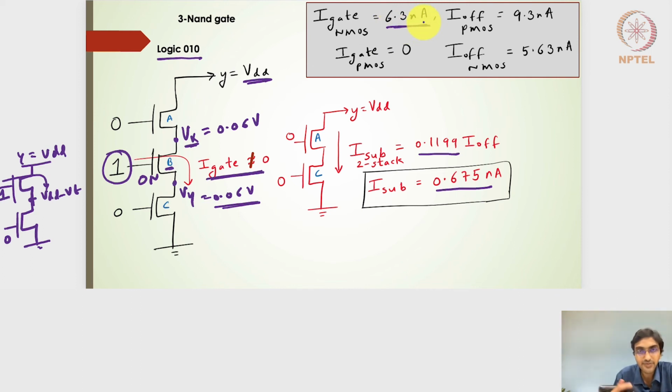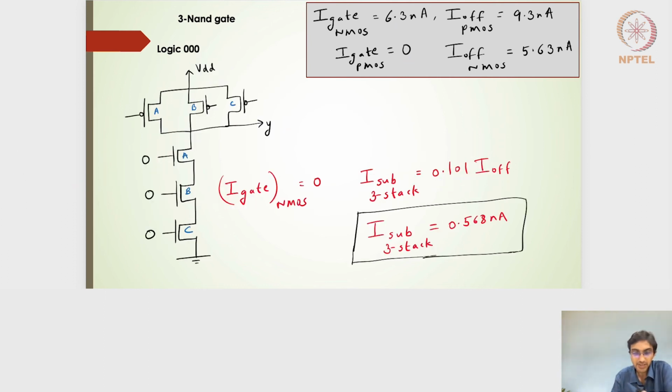On the pull-up side, we will have a similar effect as with the previous logic. We will not have the subthreshold leakage current on the pull-up side, and for the gate leakage current, although there are two transistors which are on, we will still ignore it, saying that the gate leakage of the PMOS is very, very reduced, a value very close to 0. And hence we will not take that into account. Right, hope this is clear.